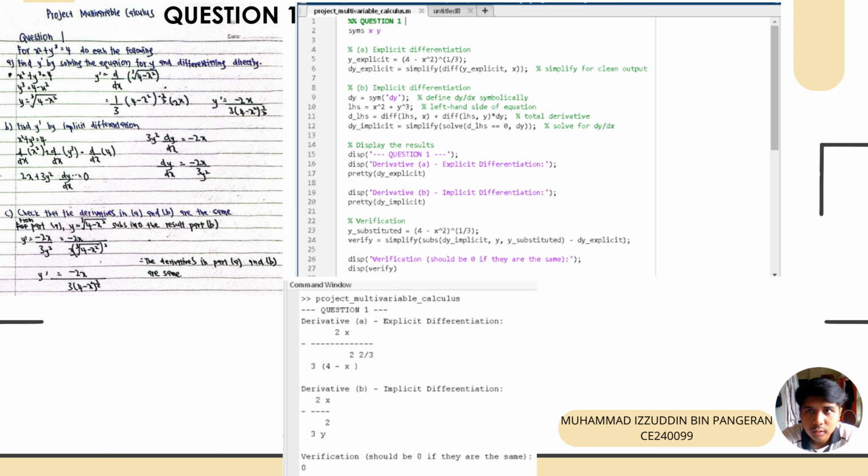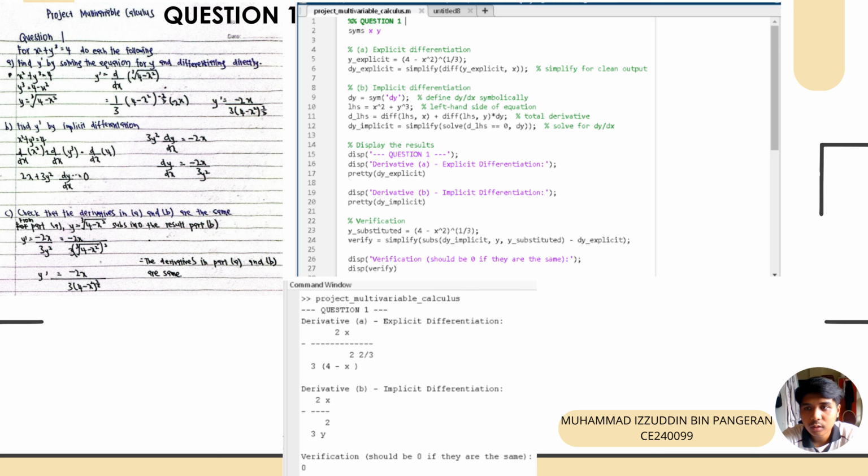So for the first one, at question one for the project multivariate calculus, we get the equation. In the question, the equation is x squared plus y cubed equals 4. To solve this, I use two methods, which are explicit and implicit differentiation. For the explicit method, I rearrange the equation to make y the subject, then I differentiate it using the chain rule.